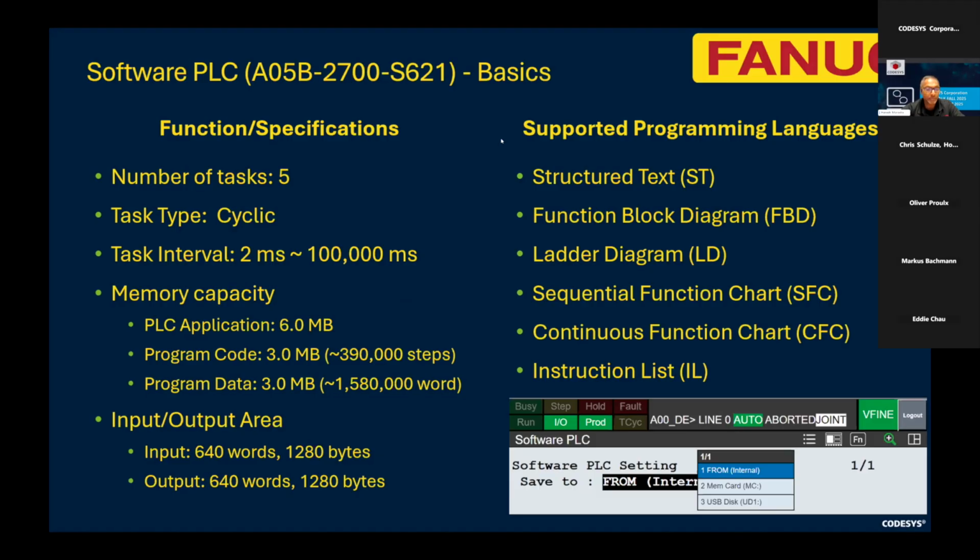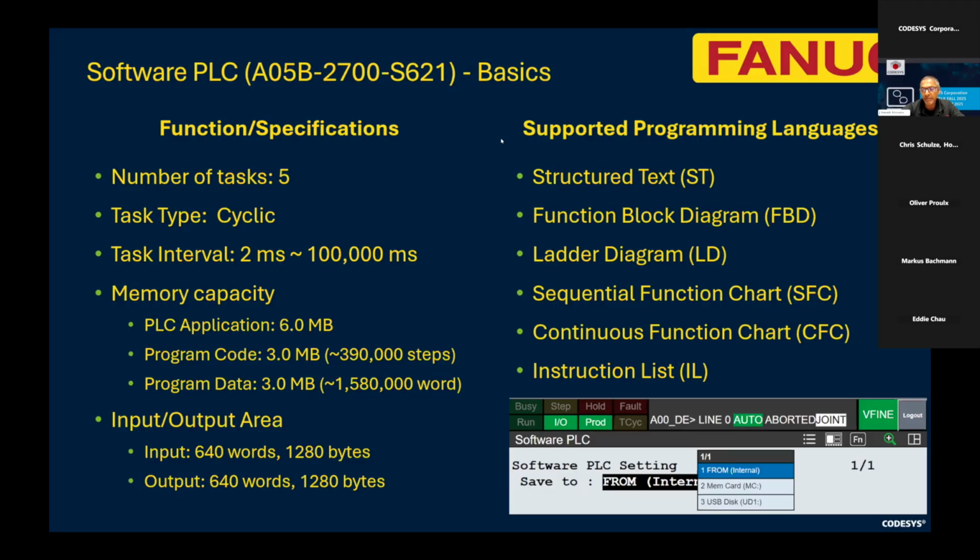Assuming 2 steps per line, we're talking roughly up to a maximum of 180,000 rungs of ladder logic. The input and output areas can utilize up to 640 words. And additionally, 6 programming languages are supported and include structured text, function block diagrams, ladder diagram, sequential function charts, continuous function charts, and instruction lists.